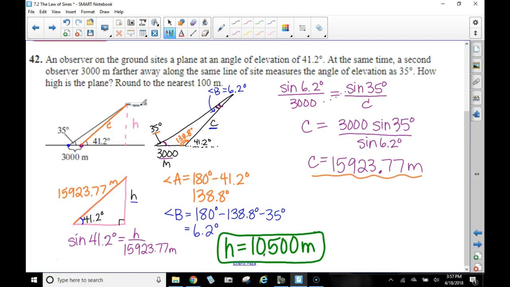You can put a comma in there if you want to. Okay, so that's how that problem would work. We had to use a combination of the law of sines to find a side that we needed here, and actually it was the hypotenuse of that right triangle.